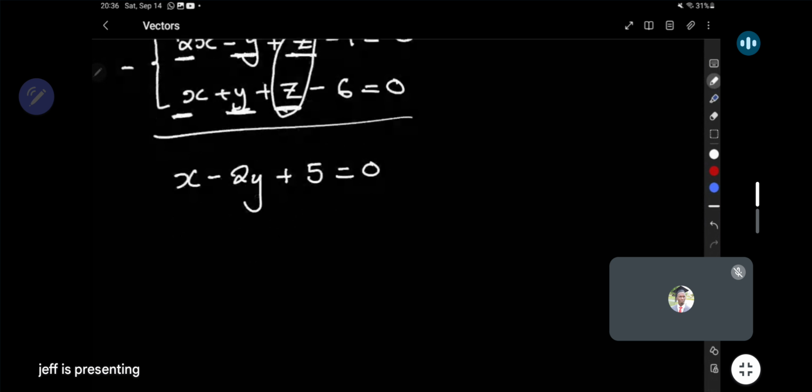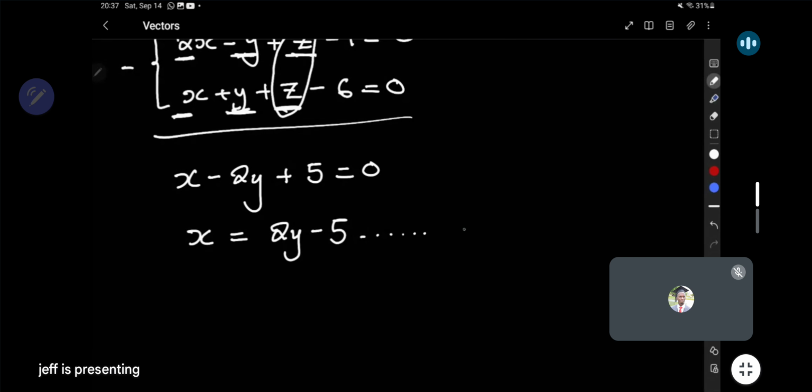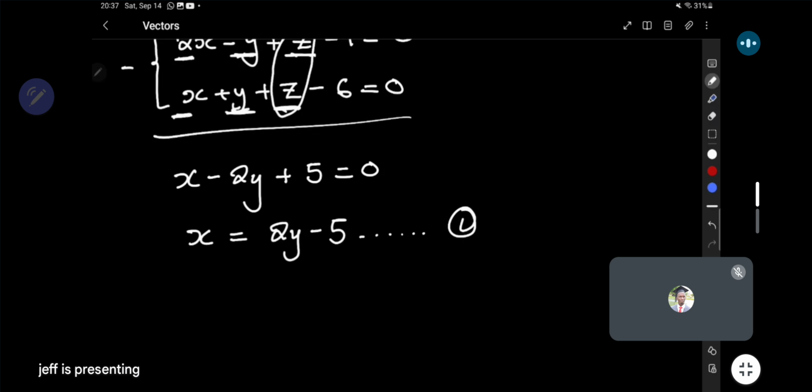From this expression, we now see that we can come up with an expression for x. So we end up with x equals 2y, which goes to the right and becomes positive, and 5 goes to the right and becomes negative. We end up with this expression as the expression for x. We can hold on to this.